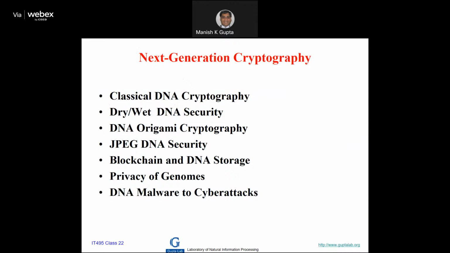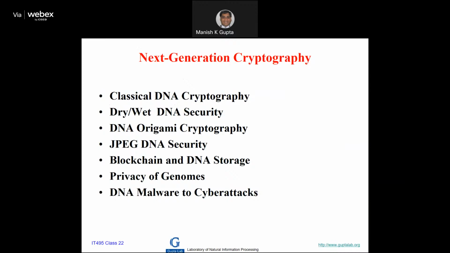Classical DNA cryptography, which started in early 95, 96, and so on. Dry and wet DNA security. So once you convert data into DNA, either liquid or dry, you also require security of that data, right? So that's a direct challenge. Then DNA origami cryptography, I'll tell you about it because some work has been done there. It's a nice, beautiful work. And of course, there are a lot of possibilities here for what can be done in future. So I'm going to discuss that in the next maybe 2-3 classes from now.